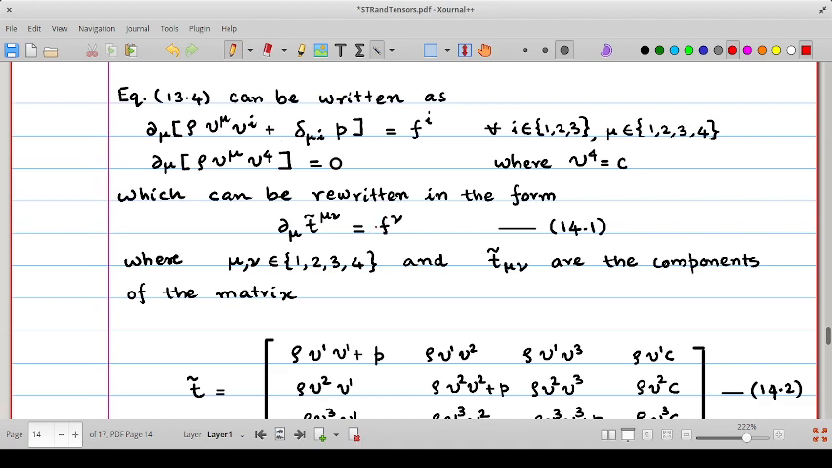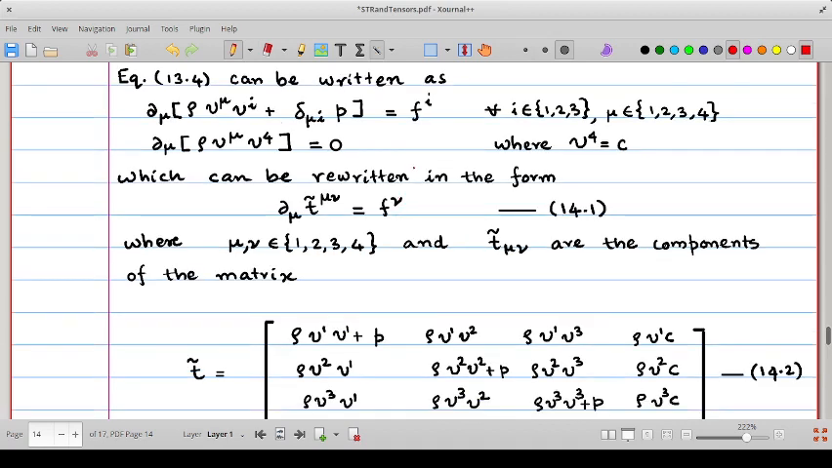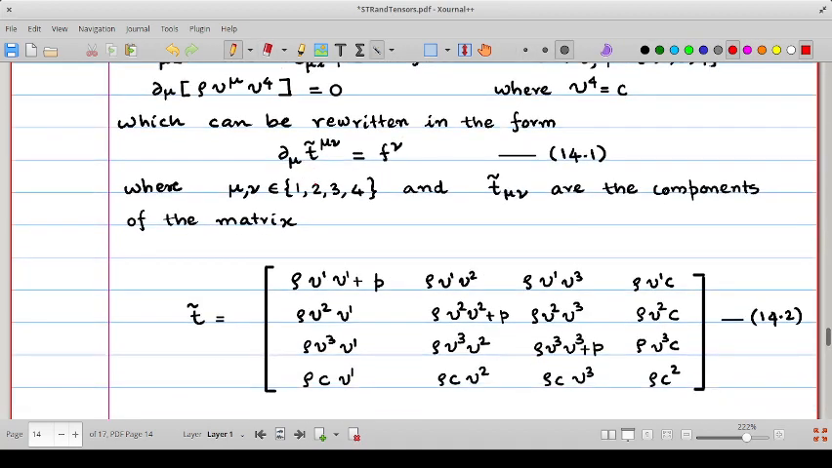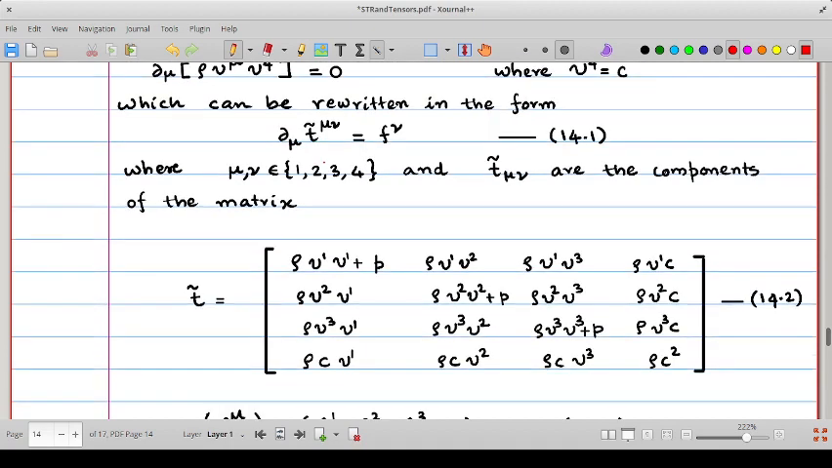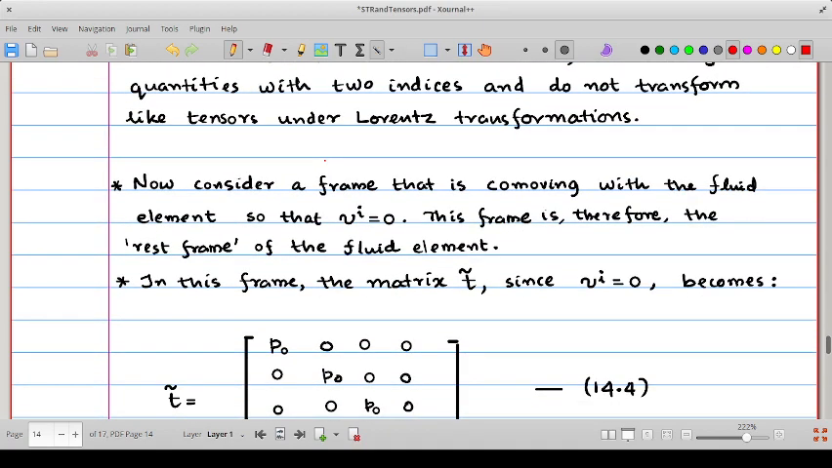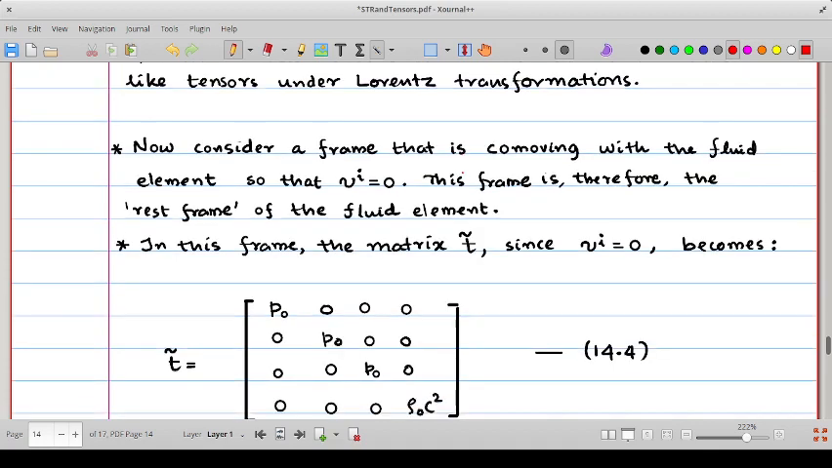So we can write the dynamical equation representing a perfect fluid in a given inertial frame by this equation, where this matrix T tilde mu nu is given by equation 14.2. And one note about F nu. F nu is equal to Fi if nu is equal to i, that is 1, 2 and 3. And F4 is equal to 0. This is what that equation says. Even though it looked like a tensor equation, this is not a tensor equation, because it is not invariant under Lorentz transformations.